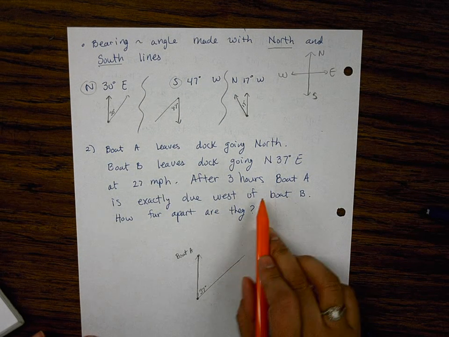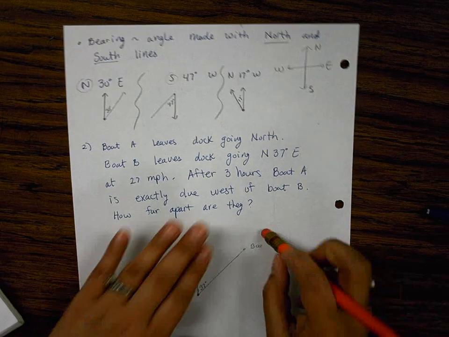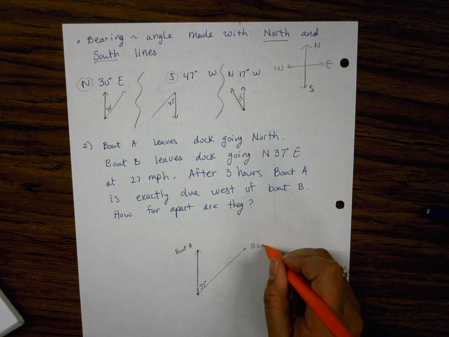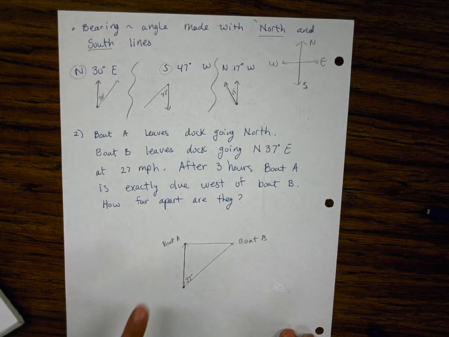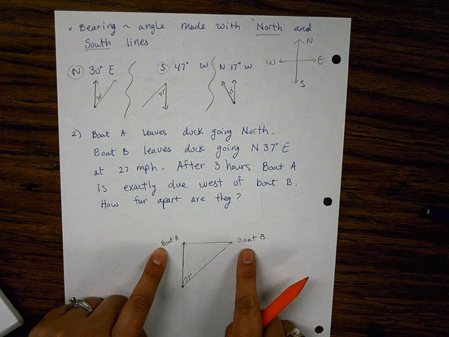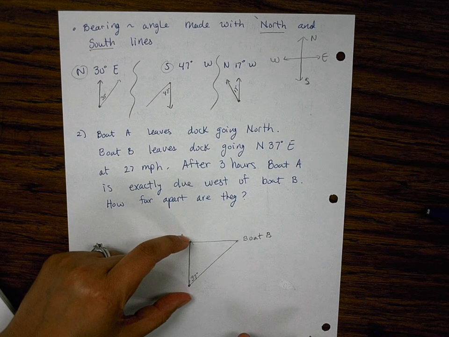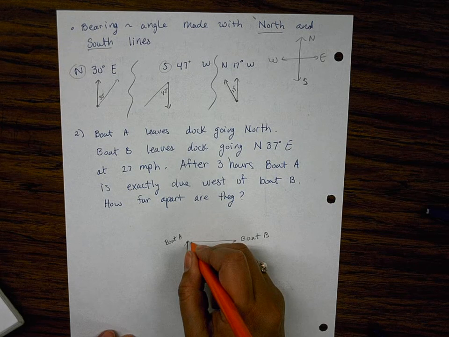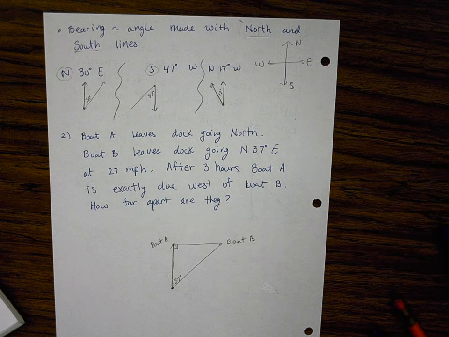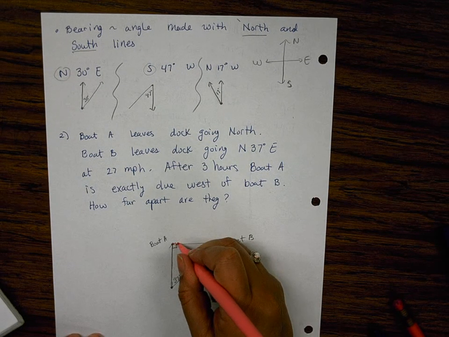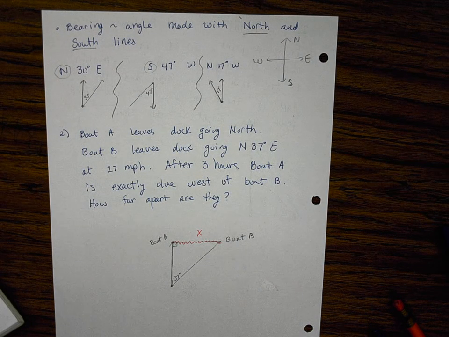Now after 3 hours, boat A is exactly due west of boat B. Okay, what does that mean? That means we have a right triangle. If boat A is exactly due west of boat B, this is a horizontal line. And if this is a north line, that's a vertical line, so this is a right triangle. How far apart are they? So we're looking for this right here. I'm going to call that X.